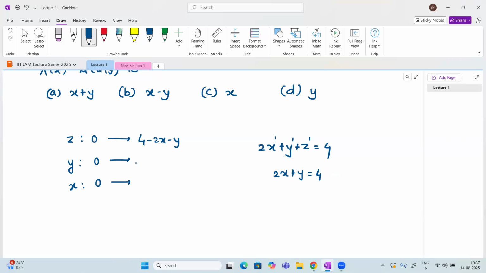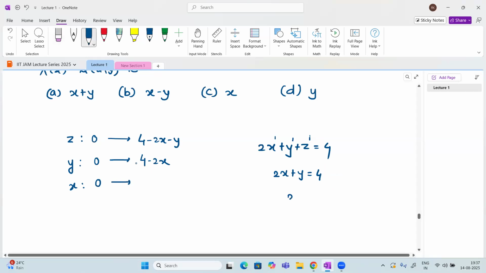Removing z, so what will be the value of y using this equation? 4 minus 2x. So that will be the limit of y. Now remove the y. What will you get? 2x equal to 4, x equal to 2. Okay, that's fine, that's it. Thank you, sir.